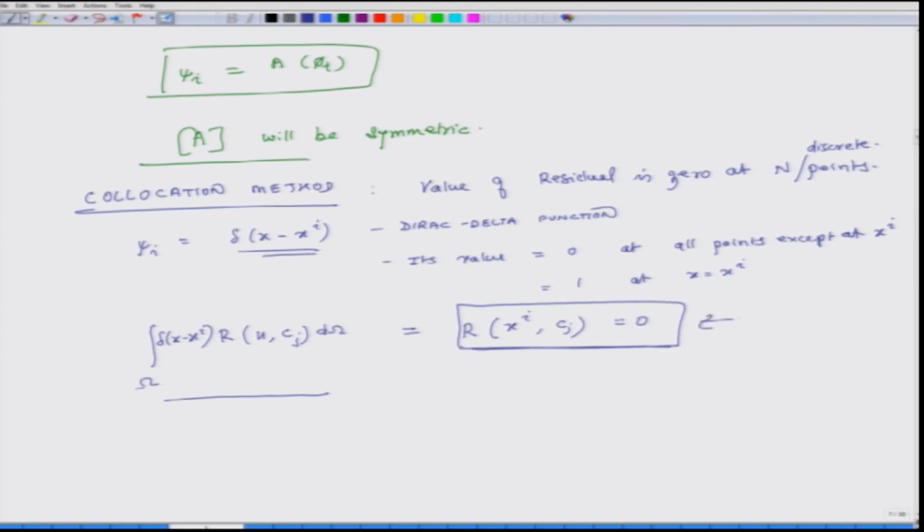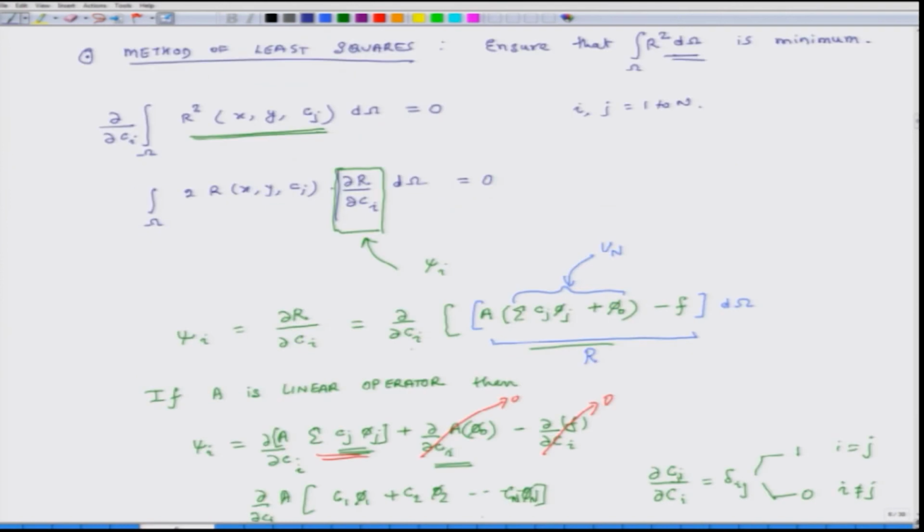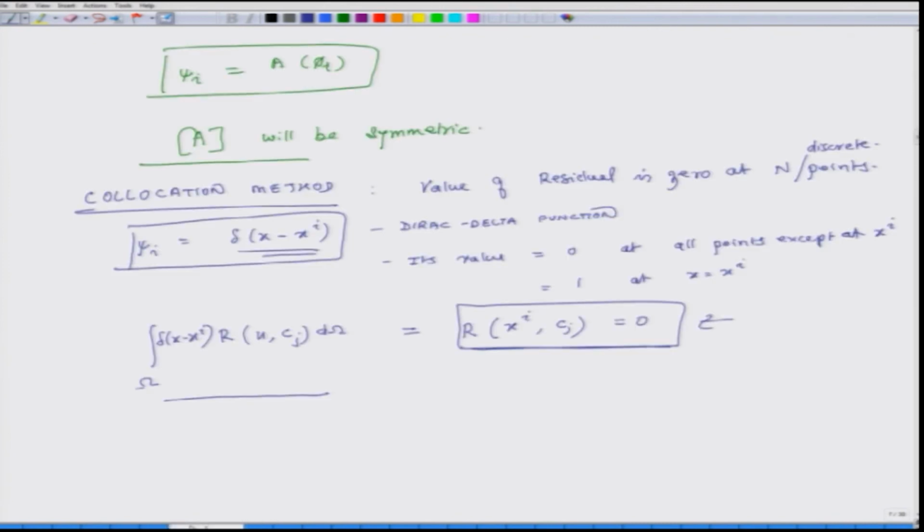So, in this case my psi is a Dirac delta function. In case of the method of least squares, my psi was del r over del c, but effectively what we had seen is that it comes down to A of phi I. In case of the Galerkin method, psi I was same as phi I, and in case of the Petrov-Galerkin method, psi I and phi I were different, they were required to be different.